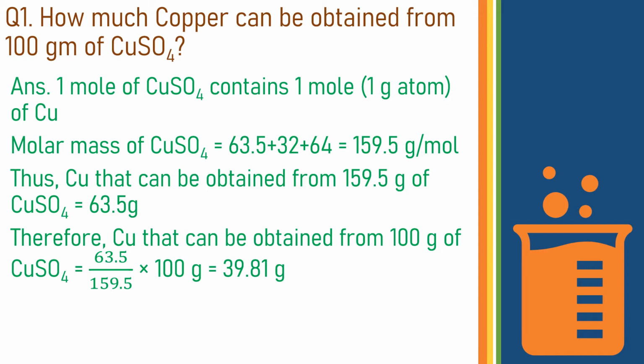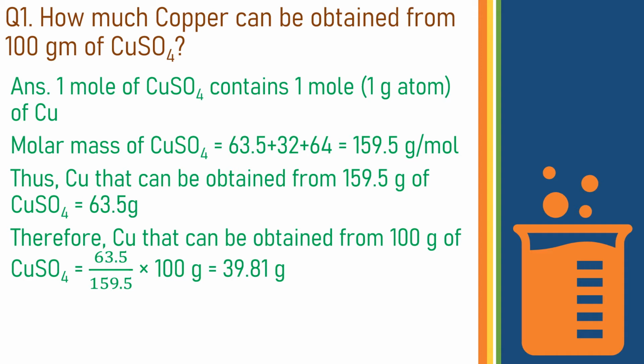63.5 gram of copper. So let us apply the unitary method. Then we can simply calculate how much copper is present in 100 grams of copper sulfate. So simply by applying the unitary method, 100 gram of copper sulfate will contain 63.5 divided by 159.5 multiplied with 100, that gives us 39.81 gram of copper which is present in 100 gram of copper sulfate. Just apply the basic unitary method. So I hope you have understood.